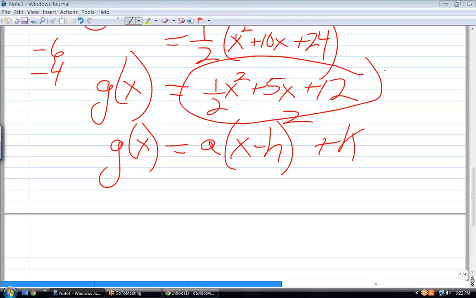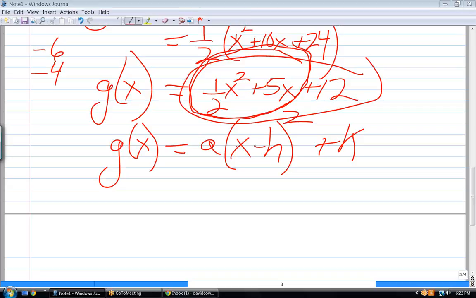So how do we convert this to this format? Do you know how to complete the square? No. Well, maybe. Okay, another form of wording. Well, in order to complete the square, we're going to look at this part right here. We want to take that part and turn it into an a times an x minus some number squared.